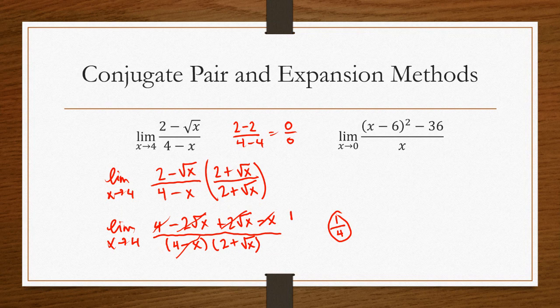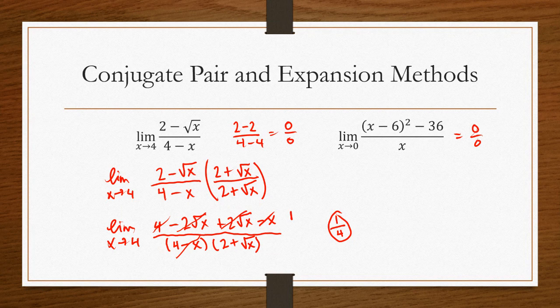The second method on this page is expansion. I see this as just something that's too complicated to look at, but I do know that if I plug in 0, I'm going to get 36, because negative 6 squared is 36, minus 36, which is 0 over 0. So I know it's indeterminate.